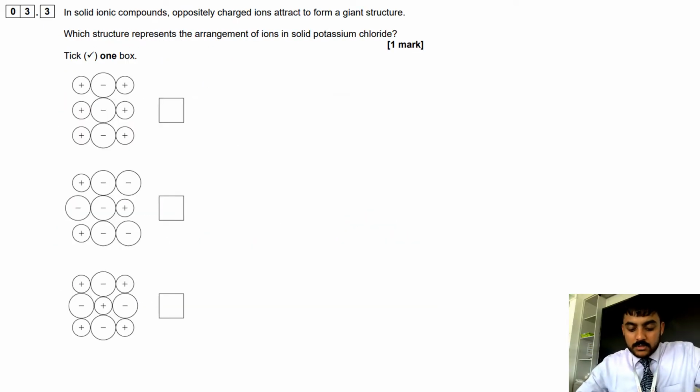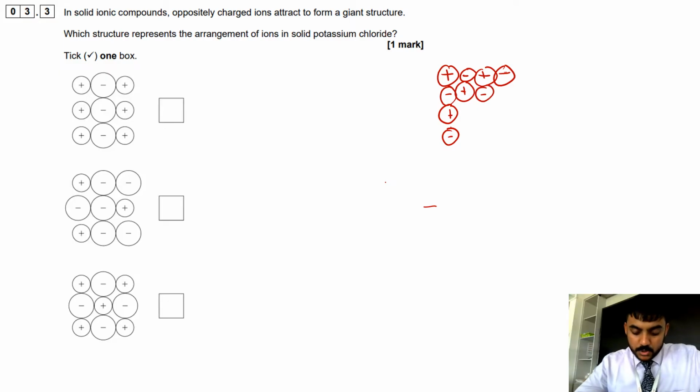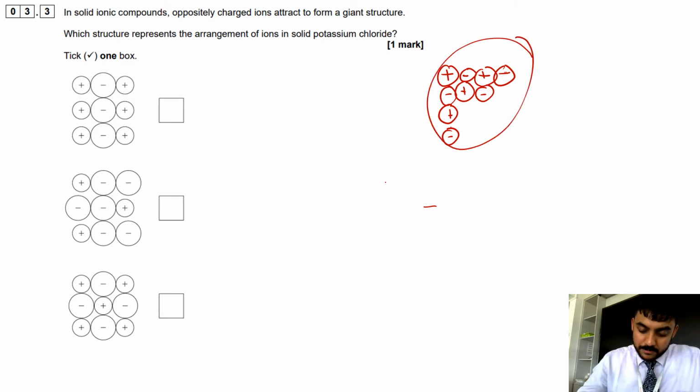In solid ionic compounds, oppositely charged ions attract to form a giant structure. Which structure represents the arrangement of ions in solid potassium chloride? Here's interesting. For an ionic compound, these giant structures are formed by positive, negative, but it's in every direction. If this is positive, the next one will be negative, positive, negative, and this will be a positive, this will be a negative, but it will be a 3D structure. So which represents that diagram best? This one here. Okay.